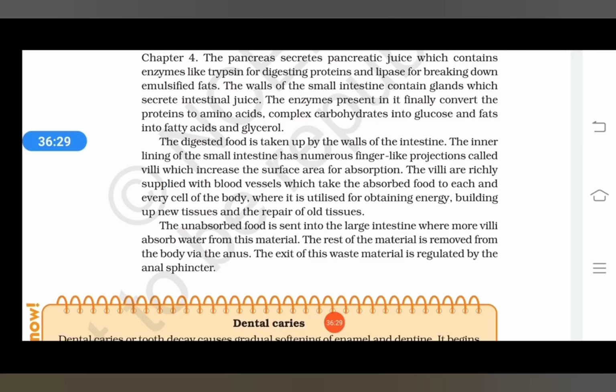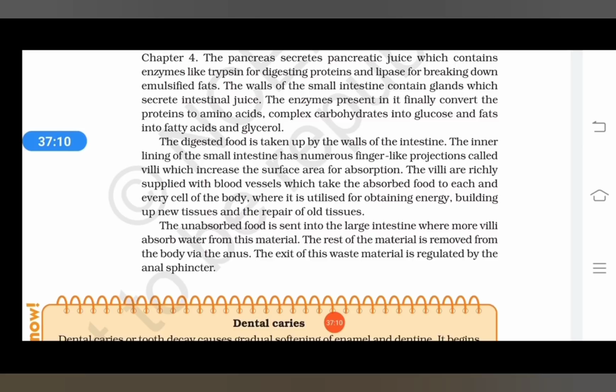The digested food is taken up by the walls of the intestine. The inner lining of the small intestine has numerous finger-like projections called villi, which increase the surface area for absorption. The villi are richly supplied with blood vessels, which take the absorbed food to each and every cell of the body, where it is utilized for obtaining energy, building up new tissues, and repair of old tissues.